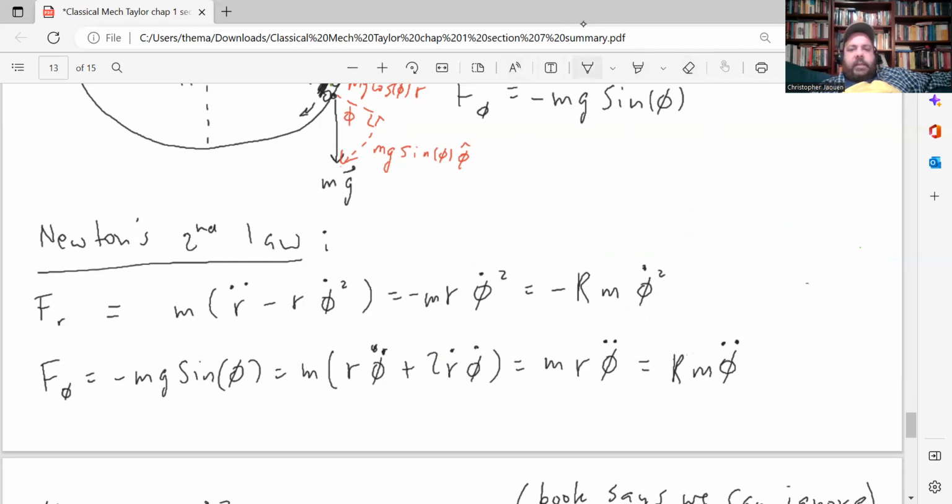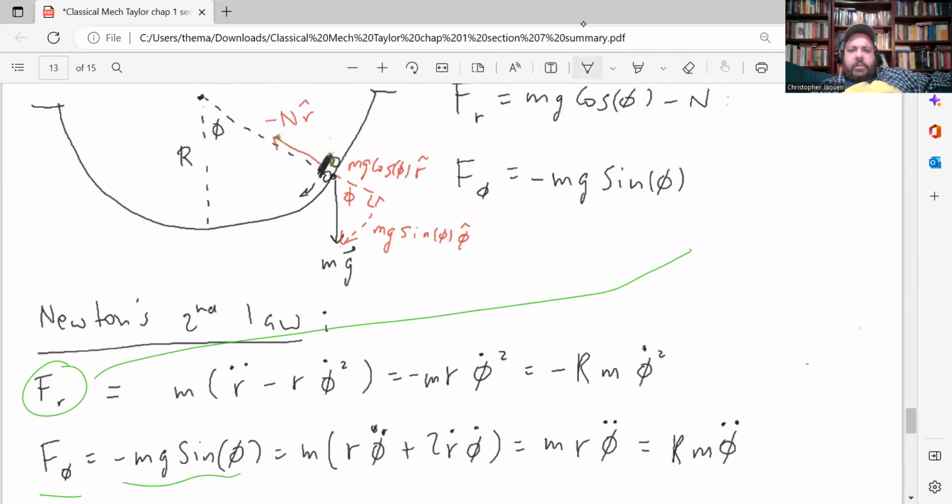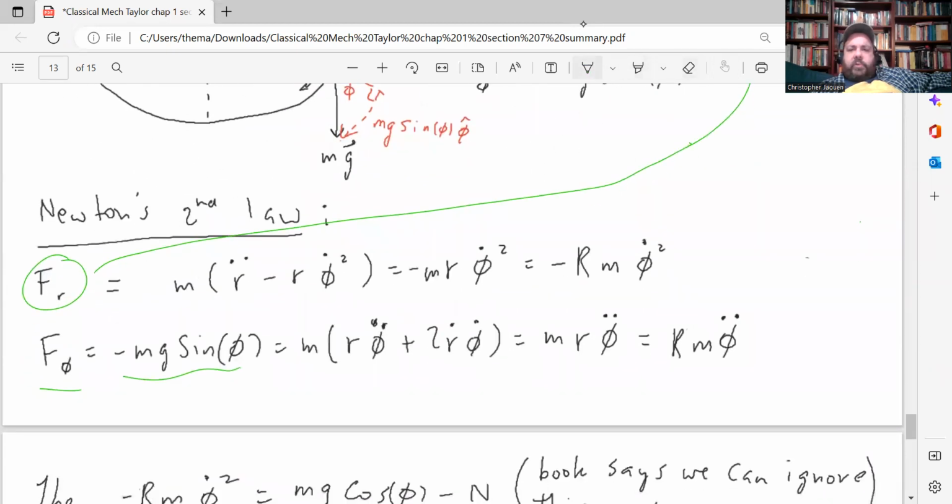And then F phi is equal to this, which is, oh, sorry, the force is equal. Wait, did I not write the force down? I guess I forgot to write this force here. Sorry, this should have been replaced by, let me move this up, that expression there. I must have forgotten to write it. So this is the force in the phi direction.